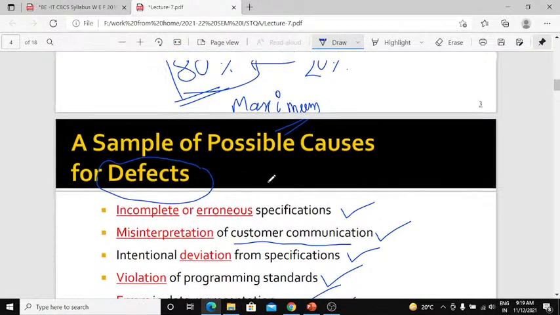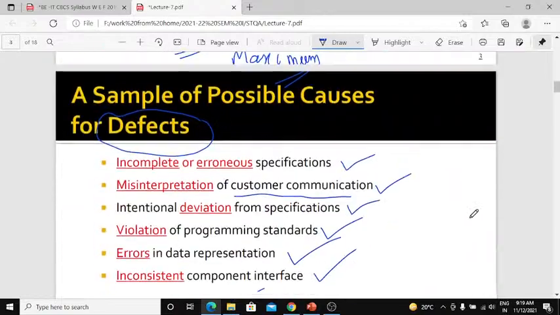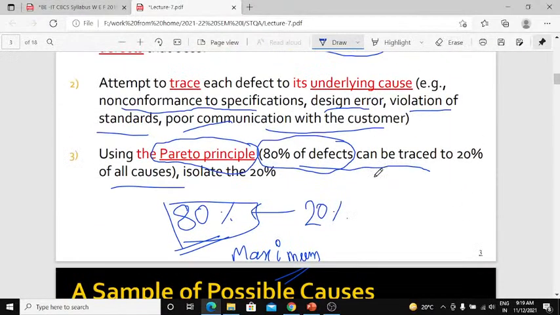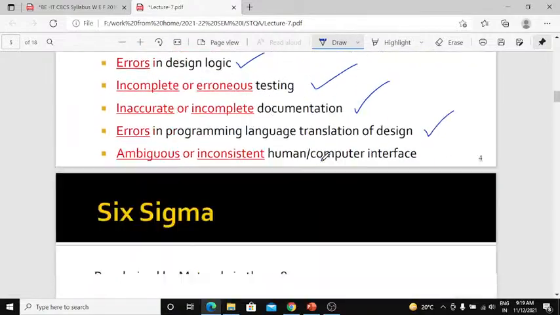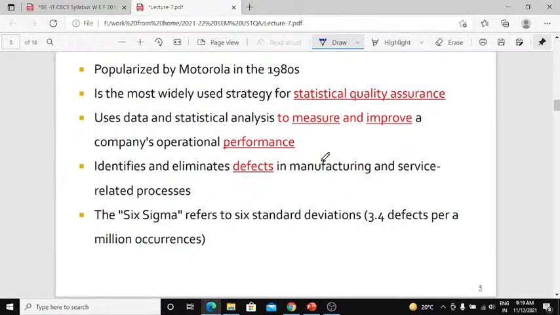So this is one approach, the Pareto principle, where 80% of the defects can be traced to 20% of all the causes. That means finding 80% of the defects from 20% of the given input, so we are covering the maximum defects. That is one approach, the Pareto principle, in the statistical approach of software testing.